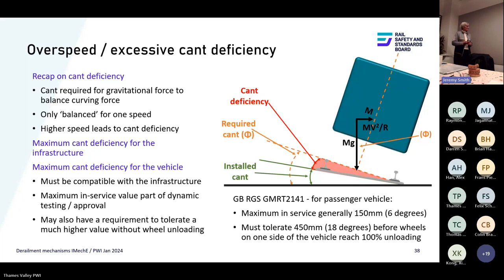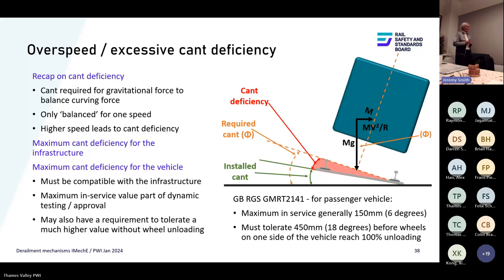And with cant deficiency, the vehicle is leaning in. Sorry, the vehicle is leaning out. Cant deficiency, the vehicle is leaning out. And there is a maximum cant deficiency for the infrastructure, which for the majority of our trains is 150 millimetres. If you're going at enhanced permissible speed with a tilting train, it's higher. But there is also, in our standards, a maximum cant deficiency for the vehicle, which is nothing that you would expect it to see in real life, but it's a maximum value that it must not overturn below.